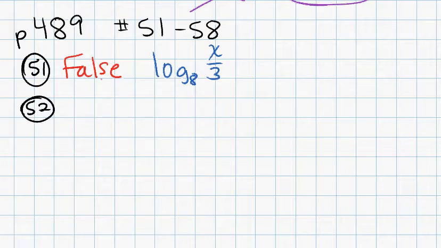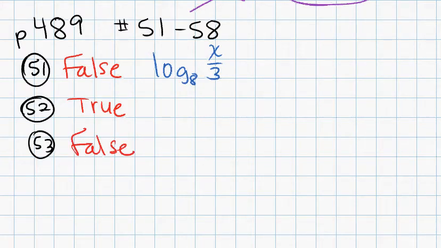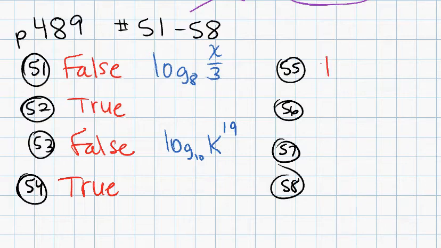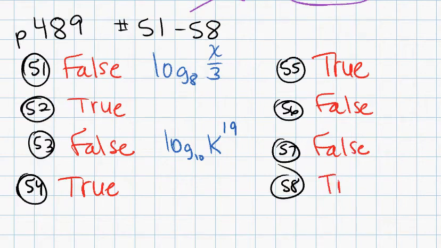52 is true. 53 is false. A correct answer is log base 10 of k to the 19. 54 is true. 55 is also true. 56 is false, as is 57, and 58 is true.